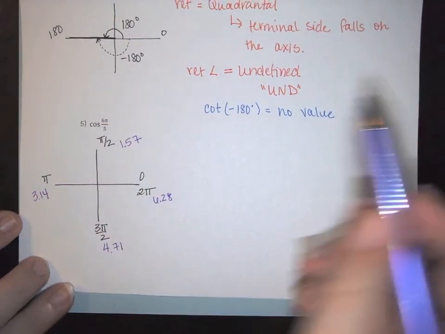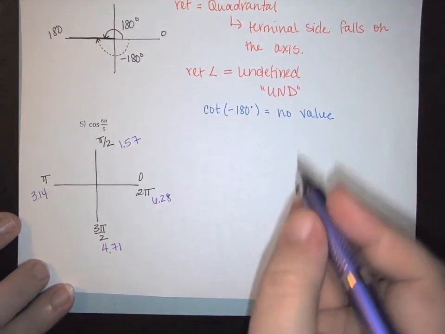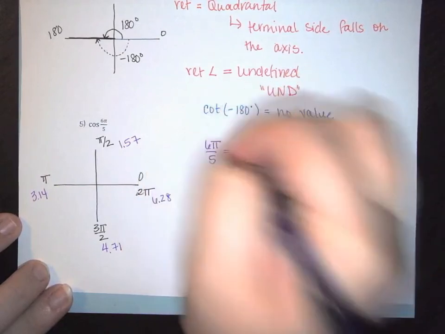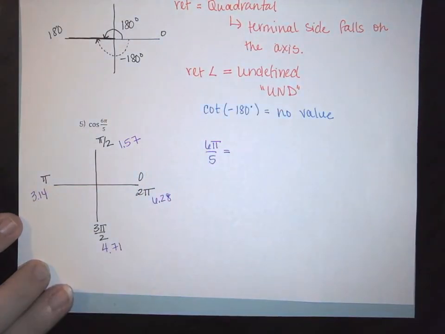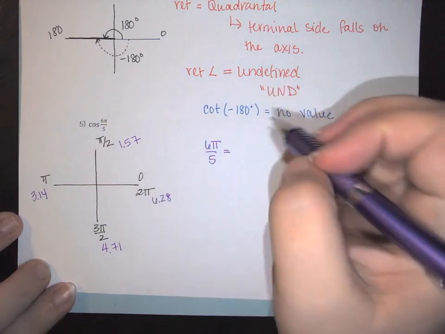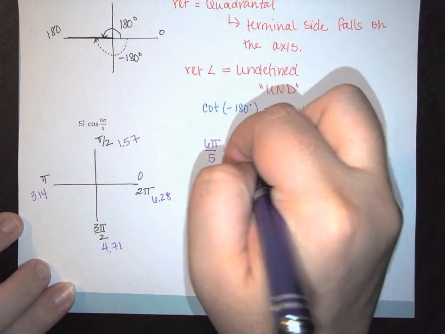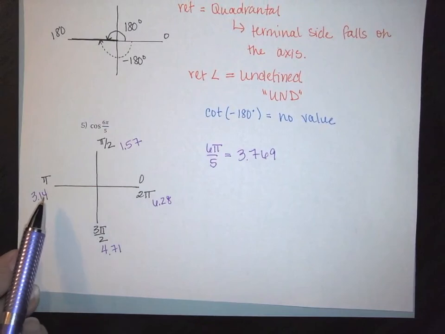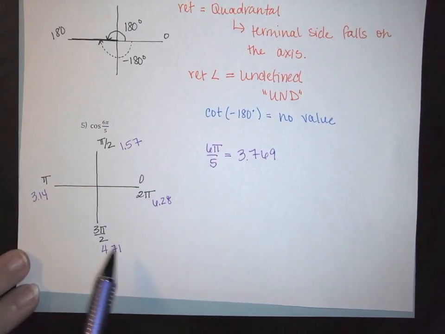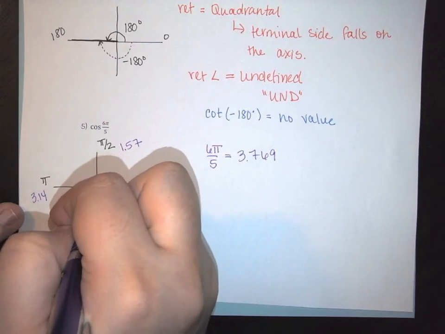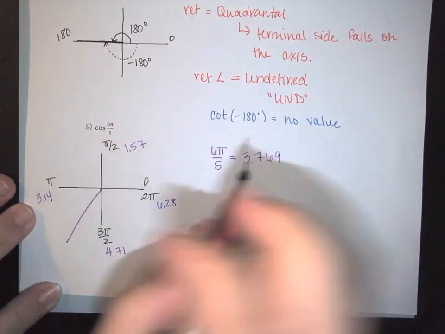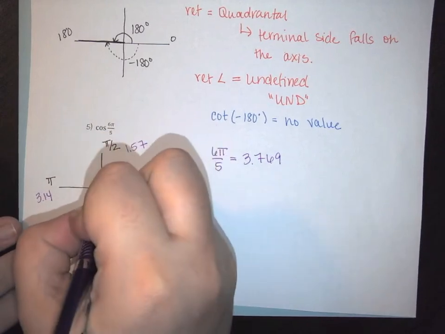So one thing we can do is figure out what the decimal is. And so here, 6 pi over 5 is going to be the same as 3.769. So if you're looking, this is going to fall here in my third quadrant. So we know this decimal is going to come down here somewhere, and that's kind of what we would use to get us started.